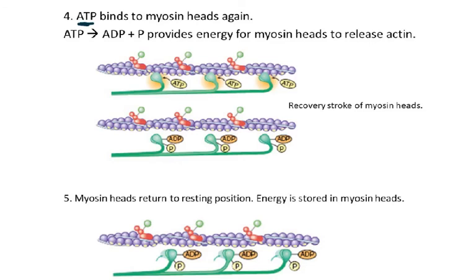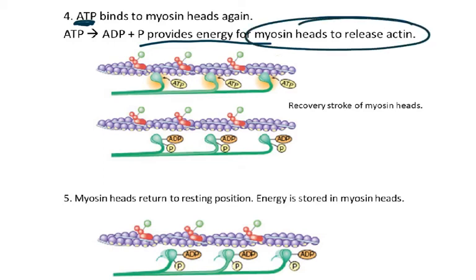This is our first ATP really, because before I said there was energy stored from an ATP. This is where it came from. A new ATP binds the myosin heads, and this ATP provides the energy for the myosin heads to release actin. So there was stored energy for the myosin heads to bend, but then we need a new ATP. We need an ATP to bind and break down.